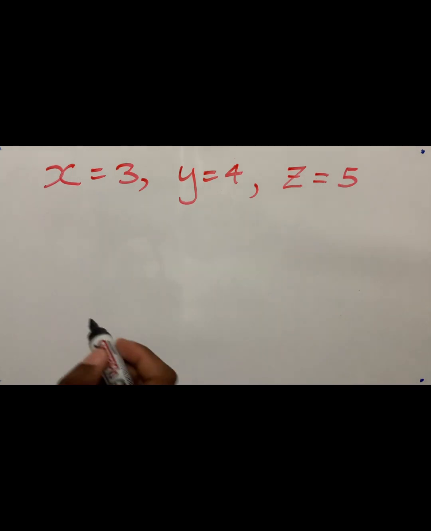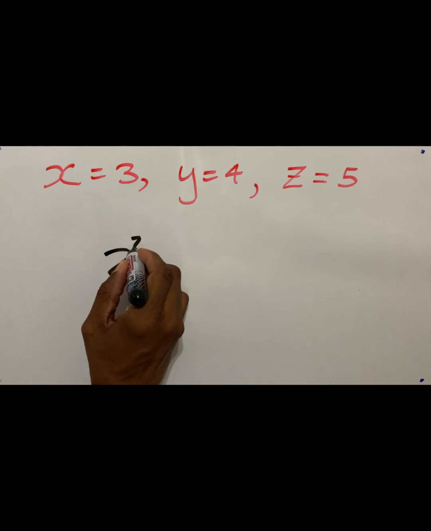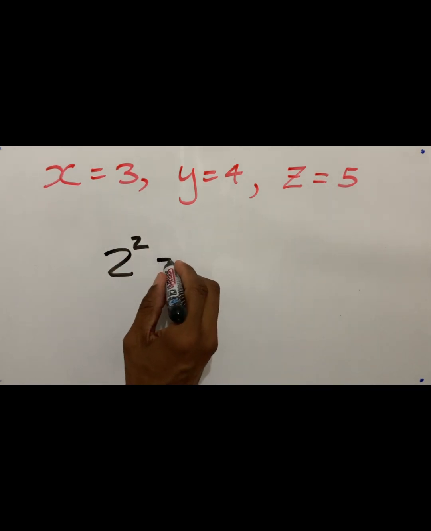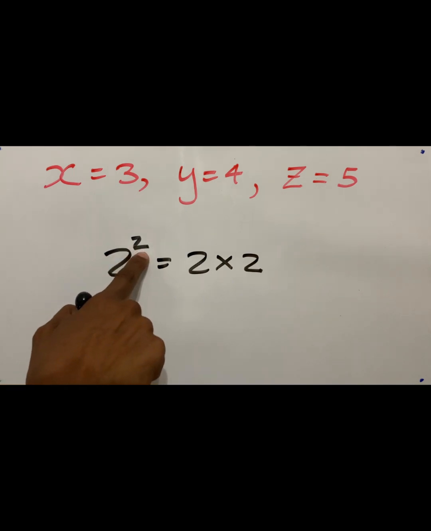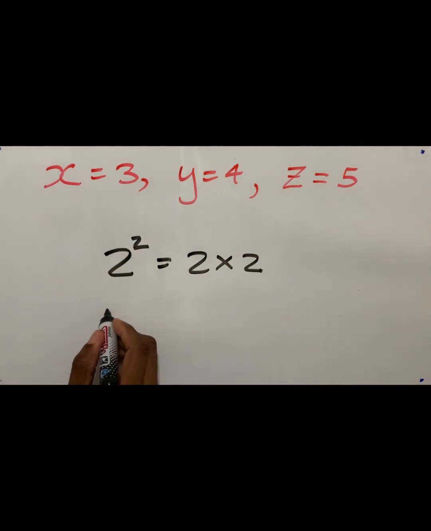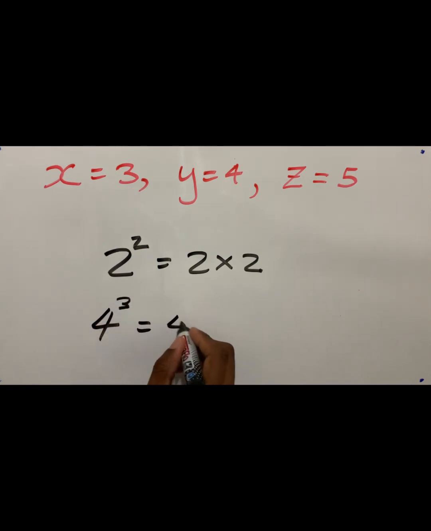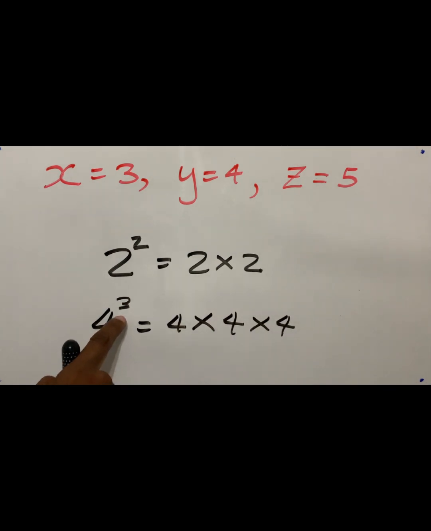Let's look at some powers. If we know, from our topics of indices, that 2 squared is equal to 2 times 2, this 2 represents multiplying this by itself 2 times. So if we had 4 raised to the power 3, this is equal to 4 times 4 times 4. We multiply this 4 by itself 3 times.